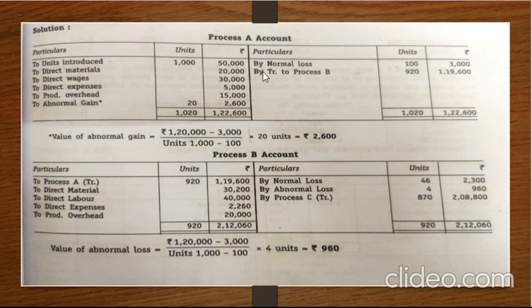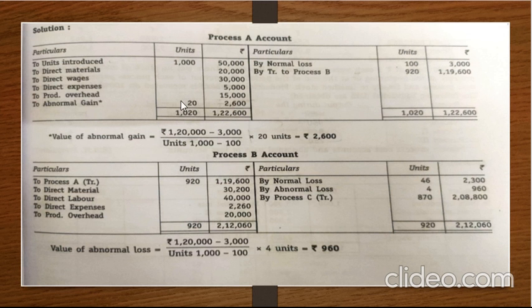But when your output units are more, here 100 plus 920 will give you 1,020, which is more than 1,000. So that difference, 1,020 minus 1,000, will give you 20. That difference is your abnormal gain, which you will record in your input column. So abnormal gain is 20 units.